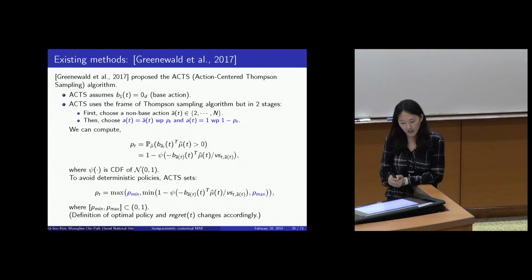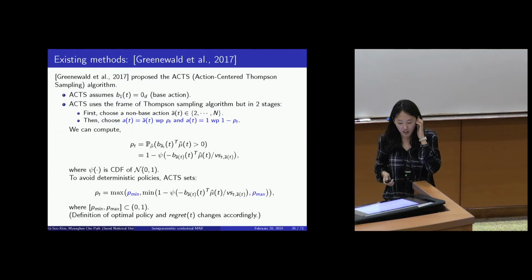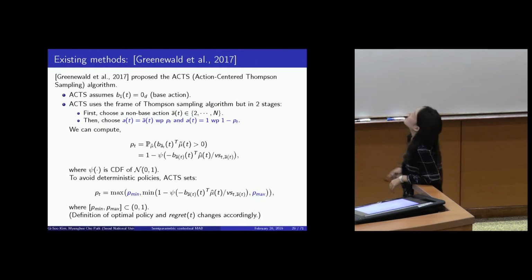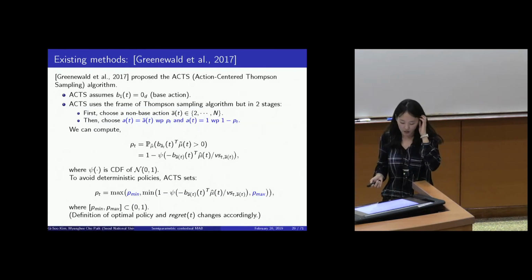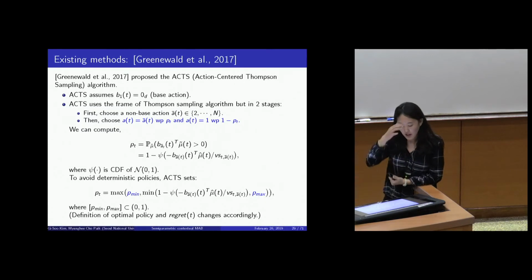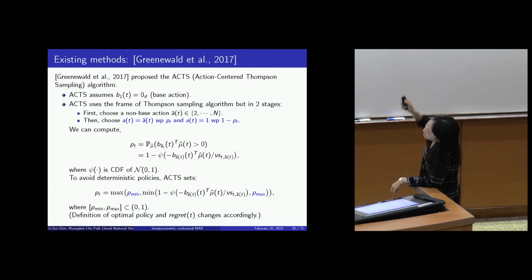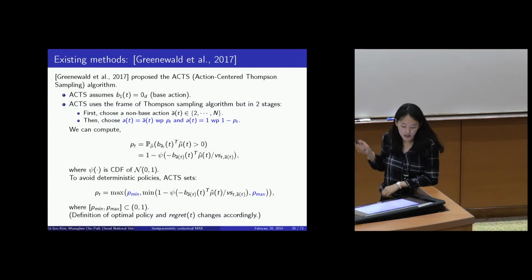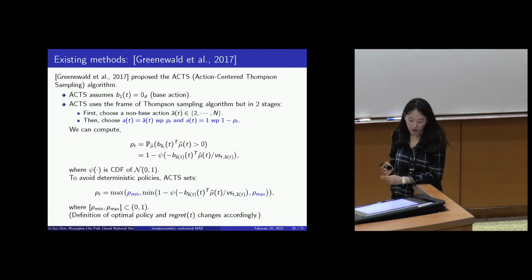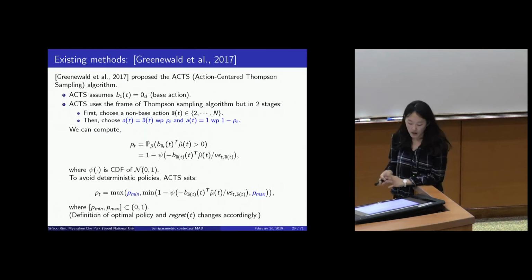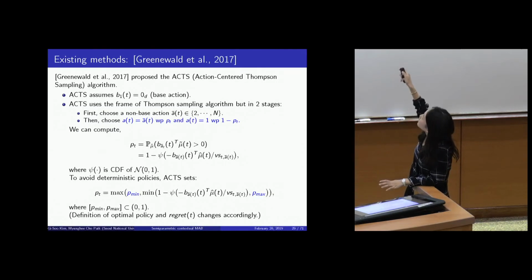So there are two existing methods that consider the same reward model. The first one is the one that was presented yesterday by Professor Murphy, and it is the action-centered Thompson sampling algorithm. I will call it ACTS. ACTS assumes that the first action is a kind of base action where the context is 0. And then ACTS uses the frame of the Thompson sampling algorithm, but in two stages. In the first stage, it chooses a non-base action A bar t from action 2 to action N.